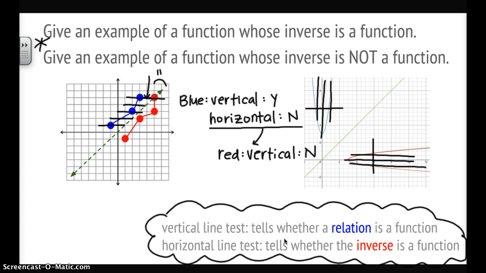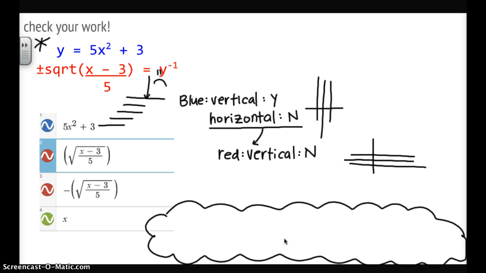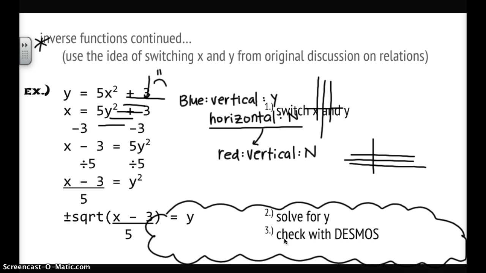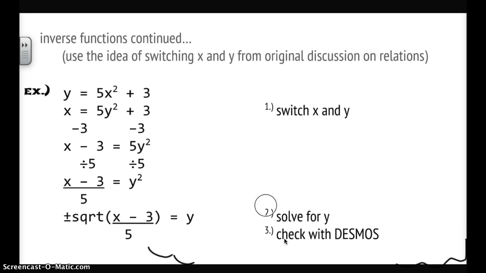Probably most importantly, master the art of the switch and solve. Switch them and solve them. So make sure you have this down, please. Are you ready to work with it?